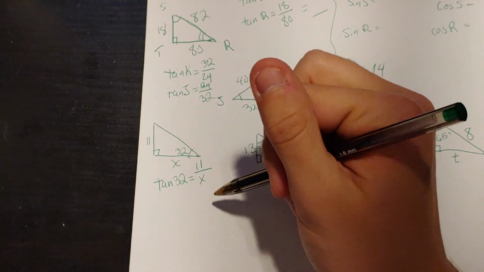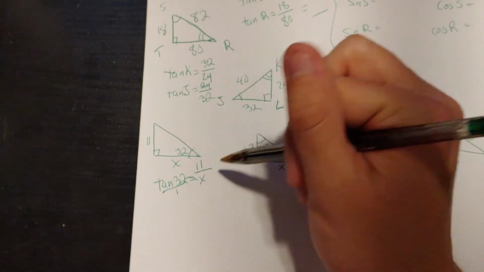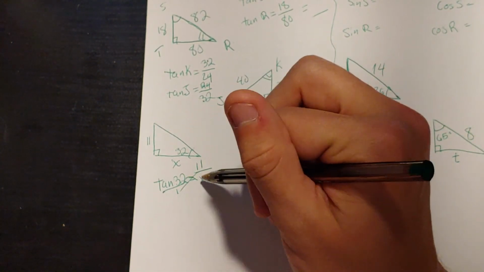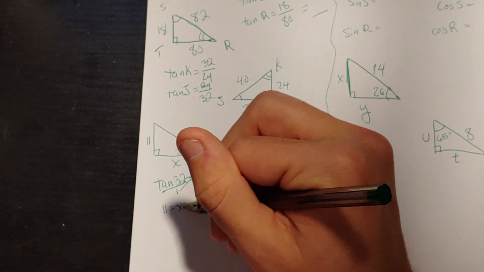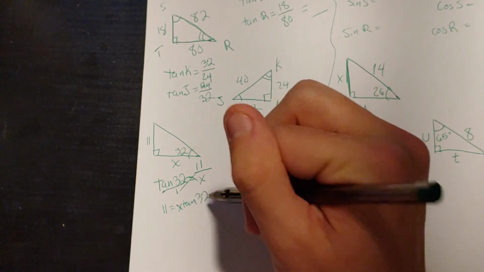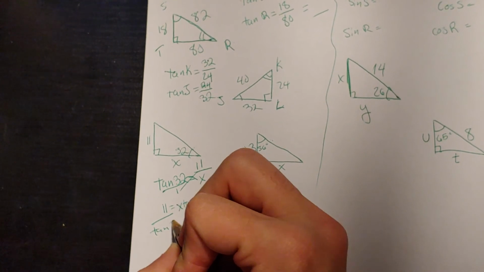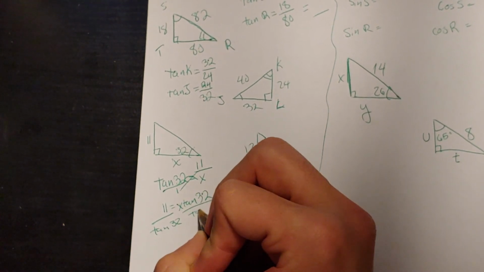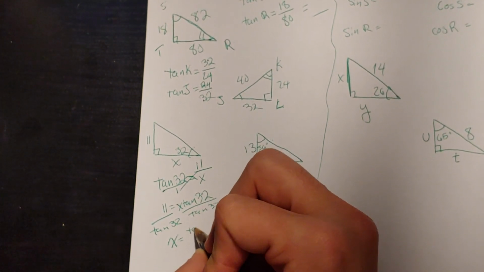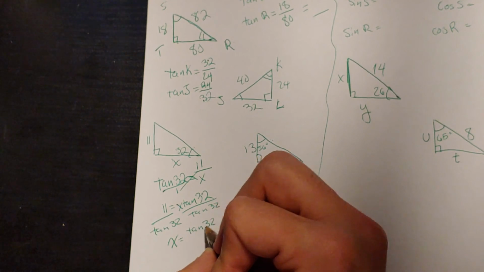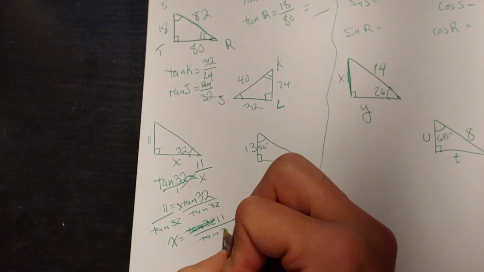So what we're going to do is cross multiply, because this is really over 1. So tangent of 32 times x equals 1 times 11. So you have 11 equals x tan of 32. And then to get x by itself, we divide both sides by tangent of 32. So you get x equals, oh, shoot, I screwed that up. 11 divided by the tangent of 32.